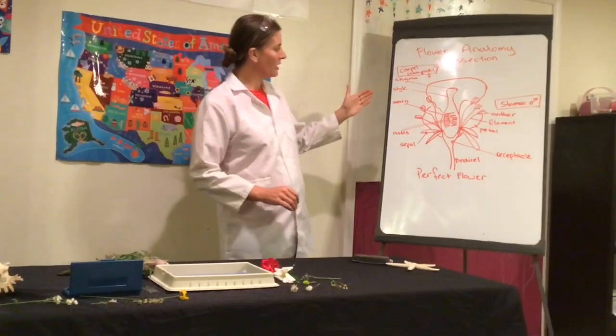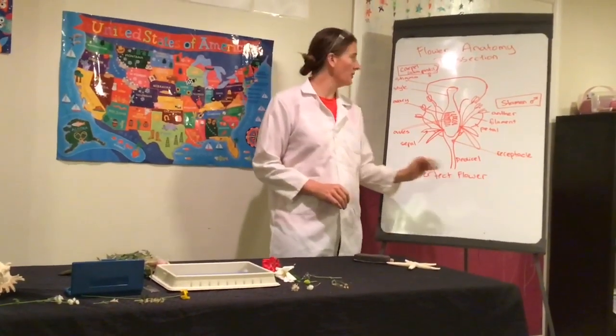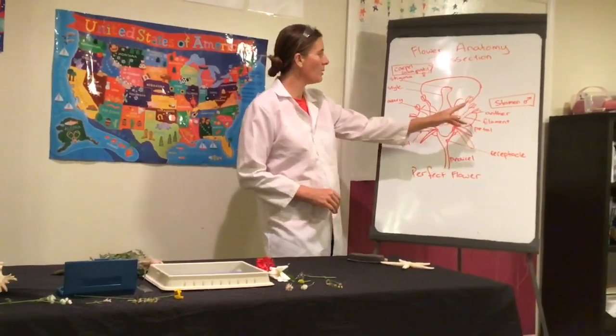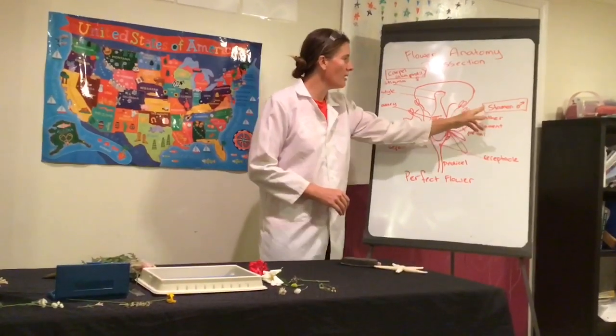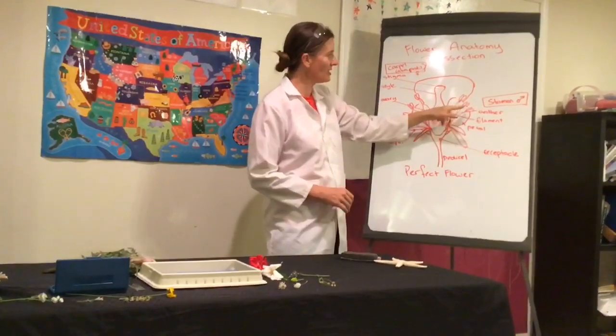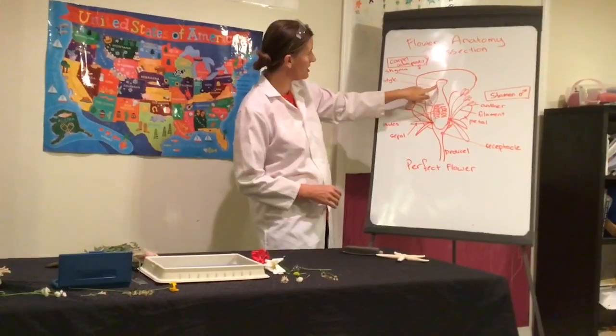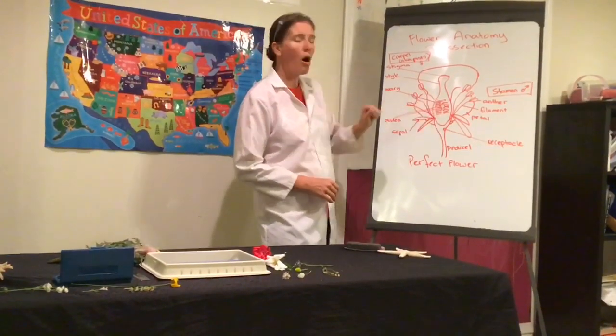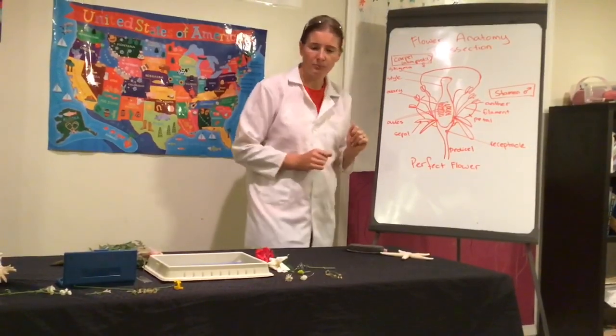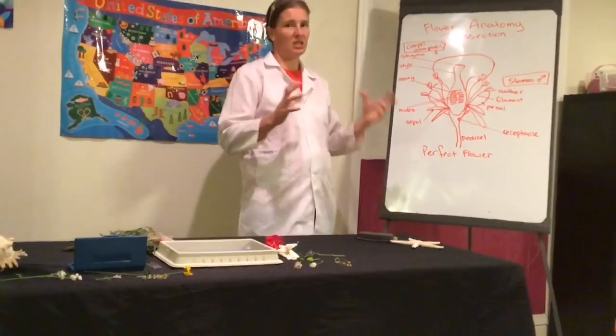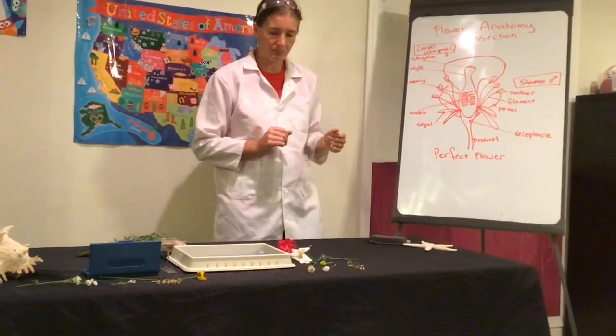Now, particularly I want to look at what is considered a perfect flower, meaning it has both the male parts, the stamen, which has the anther and filament, and the carpel, or the female parts, which are the stigma and style and ovary, all on the same flower. In some flowers, they're different, and they're imperfect flowers.